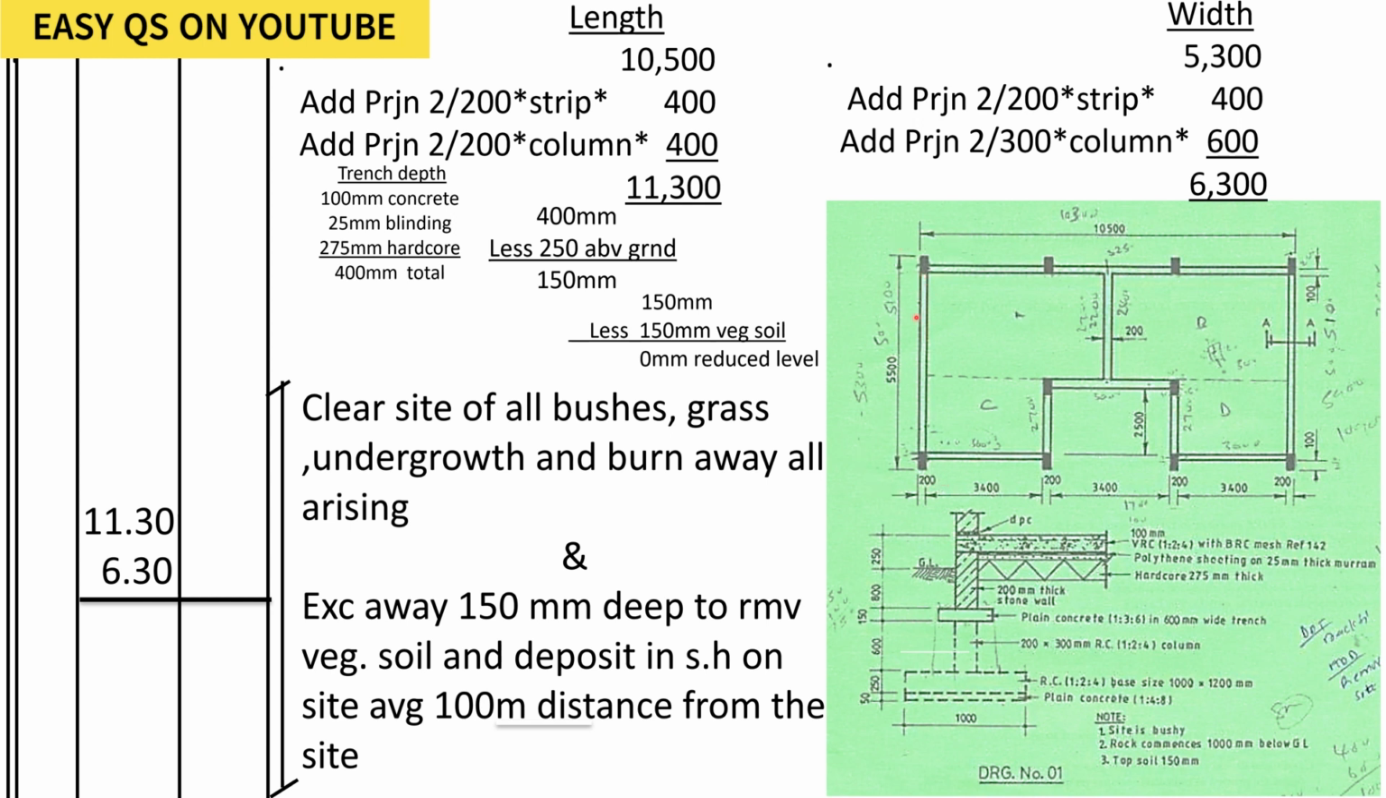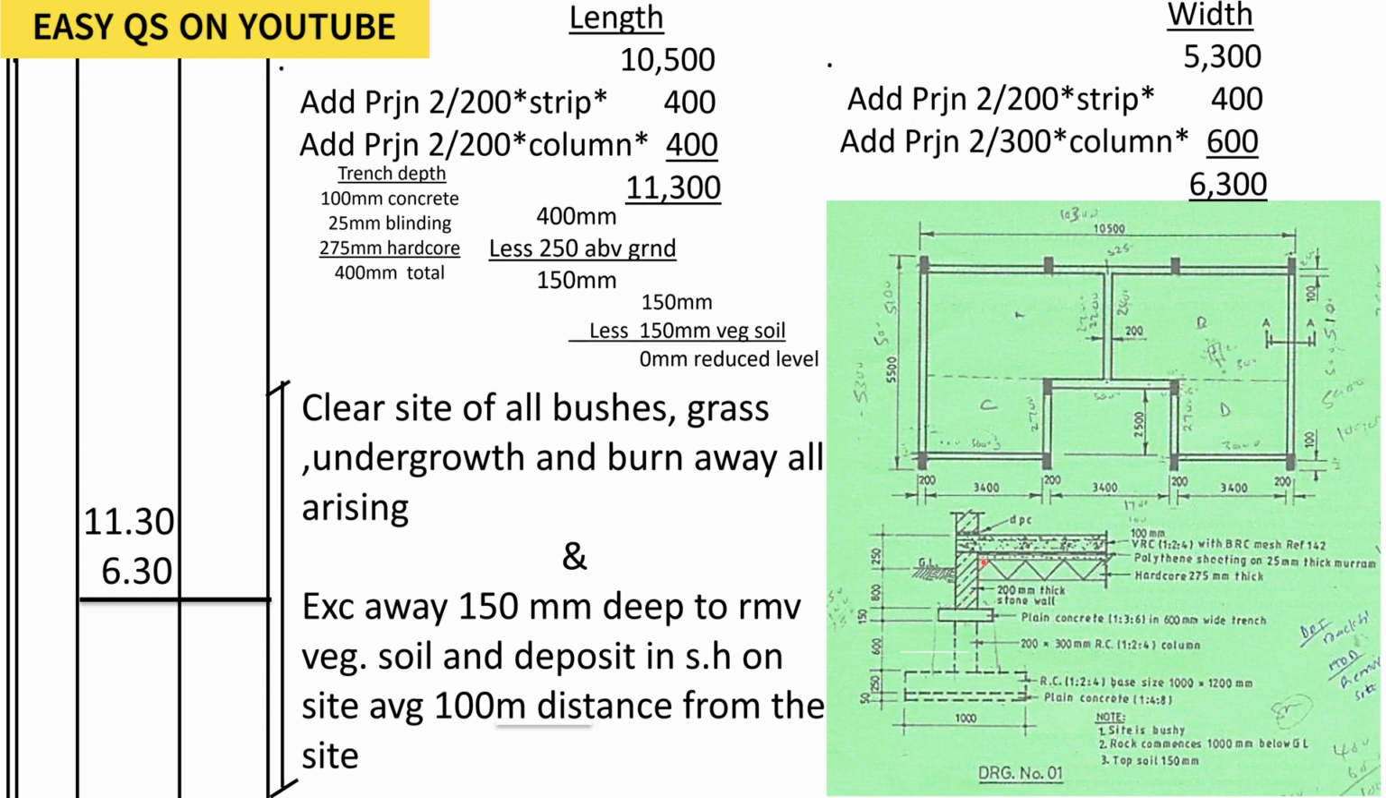If you look at the wind side, the column extends by 100 on each side. So the external dimensions of the wind side is 5,500 minus 100 here and 100 here. It remains with 5,300. Then when we are doing site clearance, we always add the projection for the strip, or we just say the spread.